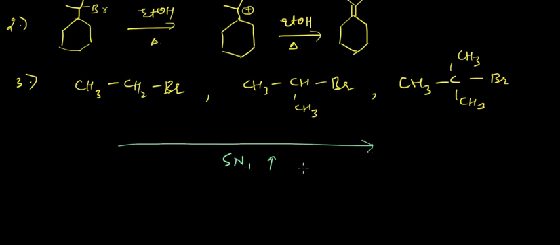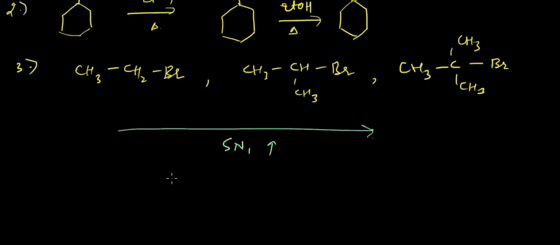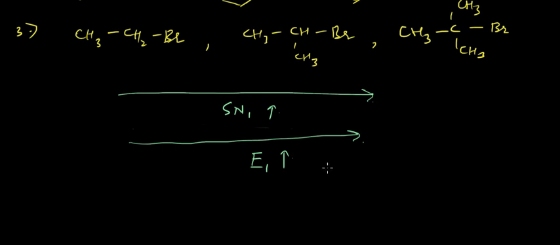reaction. Okay, so if we go again along this, again if we comment on E1, again the rate of E1 increases. Why? The more the stability of intermediate carbocation, the more is the E1 rate. Okay, if we go along this, and we need to compare the rate of SN2.